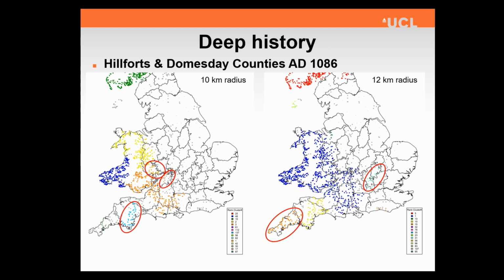But what we can see is that we've got some quite interesting matches between these clusters of hill forts and the county boundaries, which suggests that where the hill forts have been constructed, there's some sort of spatial integrity there, perhaps reflecting some sort of socio-political entity which has been reflected over 1,000 years later in county boundaries.